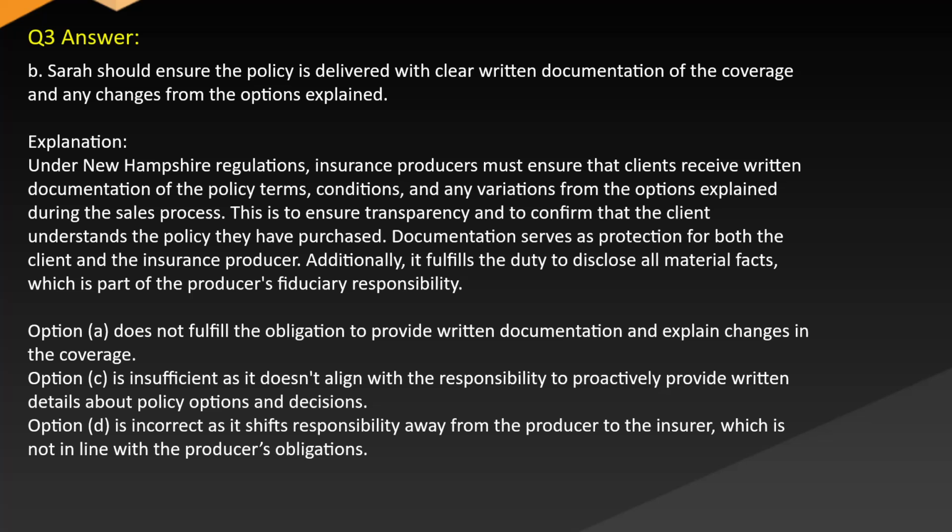Option A does not fulfill the obligation to provide written documentation and explain changes in the coverage. Option C is insufficient, as it doesn't align with the responsibility to proactively provide written details about policy options and decisions. Option D is incorrect, as it shifts responsibility away from the producer to the insurer, which is not in line with the producer's obligations.